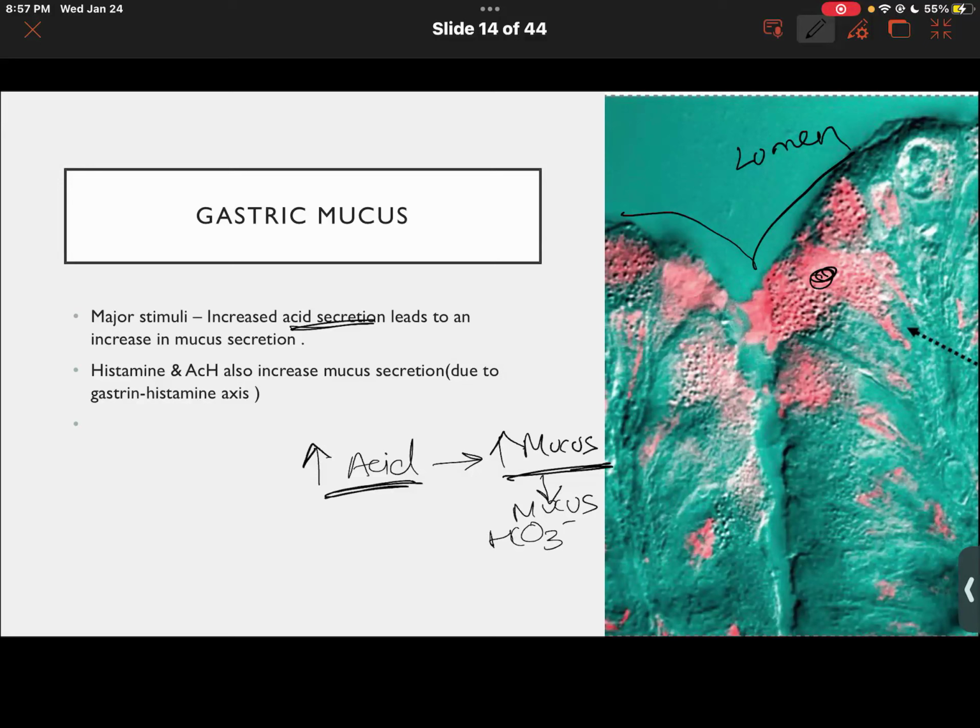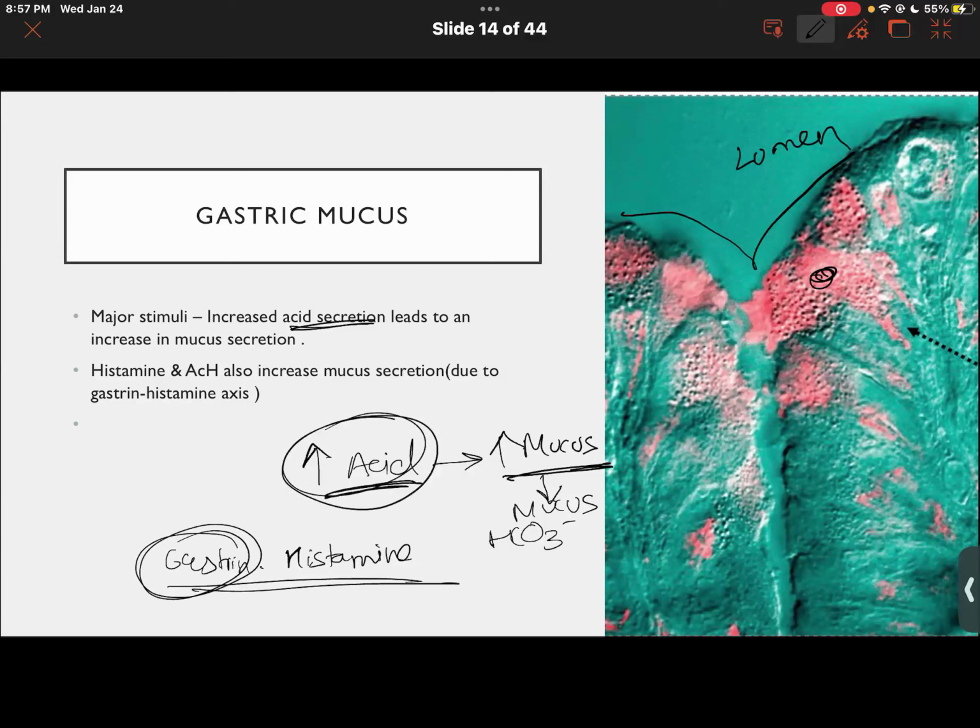And histamine and acetylcholine also increase mucus secretion, but you should already know this. And the reason is because of the gastrin-histamine axis. Do you guys remember this, or did you already forget? The gastrin-histamine axis, which means that if there is an increase in gastrin, there's going to be an increase in acid. Okay? And if there's an increase in gastrin, that means there's an increase in histamine. So an increase in histamine also means there's an increase in mucus. Think about it like a math equation. If this equals this and this equals this, then this also equals this.